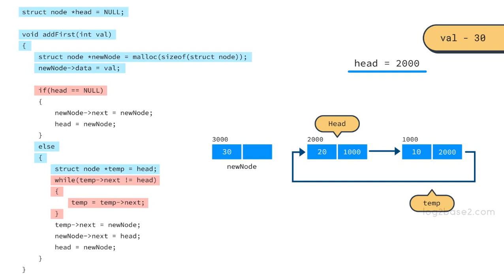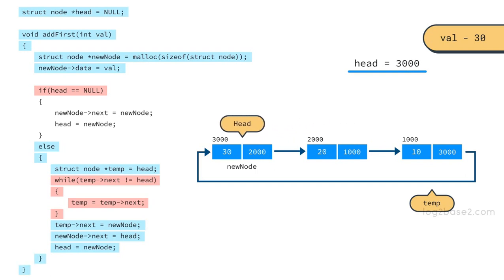Now we have to insert the new node after the last node, so write temp next equal to new node. The last node is now pointing to the new node, and it should point to the current head. So write new node next equal to head. So the new node is pointing to the head now. Finally we have to make the new node the head of the linked list. So write head equal to new node. Now we have the circular linked list with 3 nodes and the node at 3000 being the head.